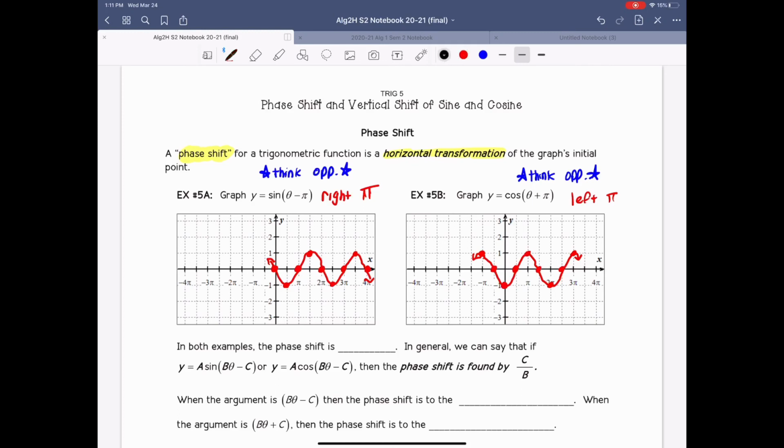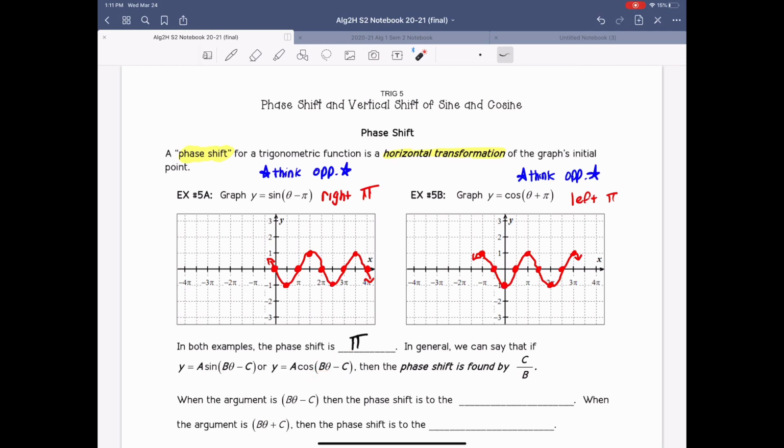Now, in both examples, the phase shift is pi. In general, we can say that if y equals a sine of b theta minus c, or y equals a cosine of b theta minus c, then the phase shift is found by taking c divided by b. Or in other words, we're going to take the number that we're shifting by, and divide it by the number in front of theta.